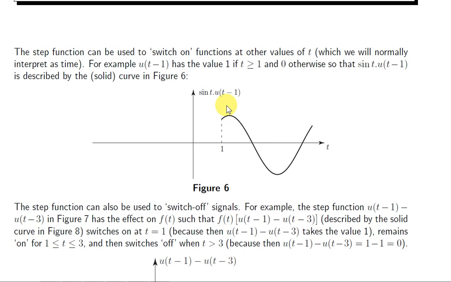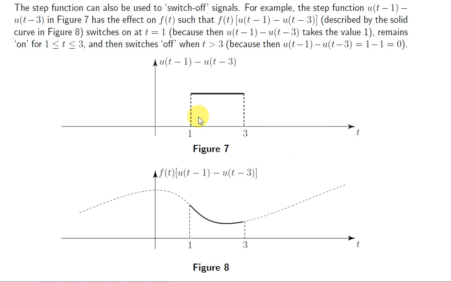Here's another example. We're taking the same function as before, sine of t, but this time multiplying it by u of t minus 1. u of t minus 1 is a unit step function with the step at t equals 1. So it's 1 for t greater than 1 and it's 0 for values of t less than 1. So when we multiply 0 by sine of t, we get, of course, 0. And if we multiply 1 by sine of t, well, we just get the function. So we could say that we switch on the function sine of t at t equals 1 by multiplying sine of t by u of t minus 1.